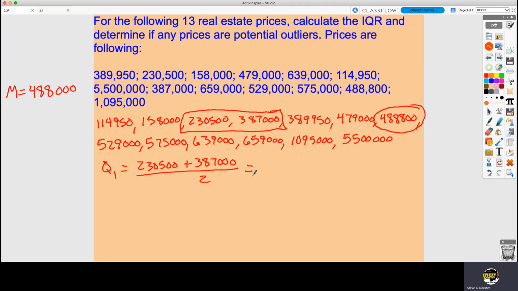And that will give us, yes, Sarah. I wrote the median wrong. Oh, I did. Thank you for catching that. Better? Okay.